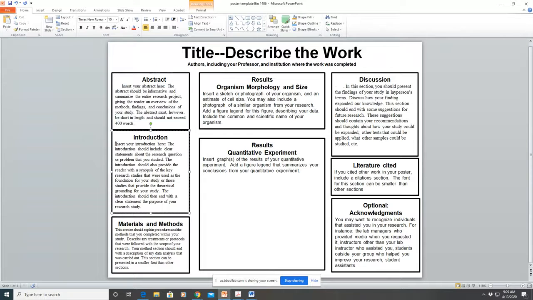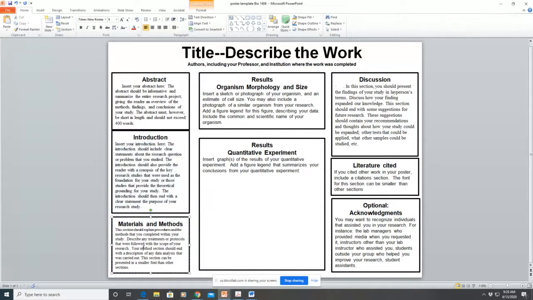With your introduction, you're not going to just insert your introduction here. It's going to need a little bit of work. You need to focus on what's my big picture question and some background on my organism, and then relate your organism to the big picture question to kind of prepare us for what's to come.